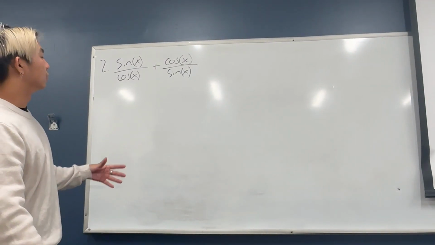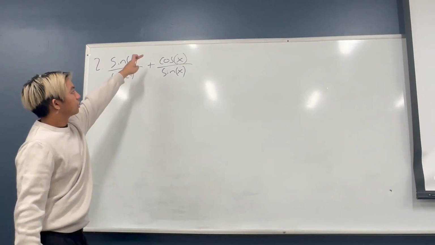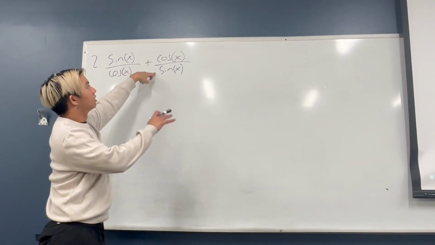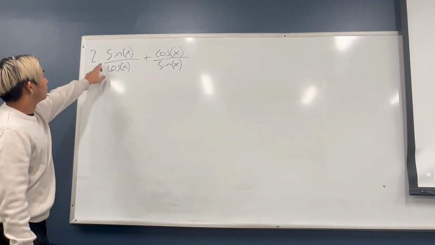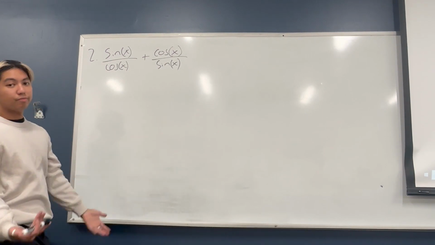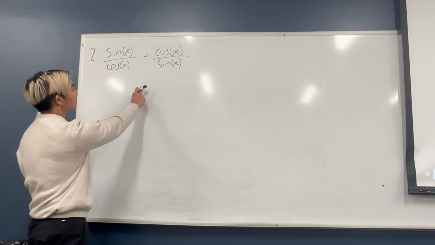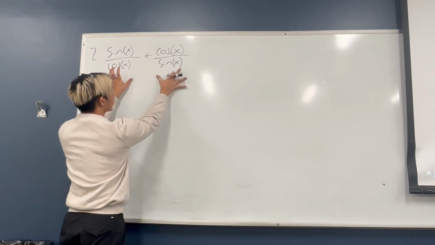Okay, so number 2, what do we have? We have sine of x over cosine of x plus cosine of x over sine of x. Now, I know what you're thinking, right? We have a sine x over here and a sine x over here. Can we just cancel out these two? Unfortunately, no, because we have a plus, and they are in their own respective fractions.